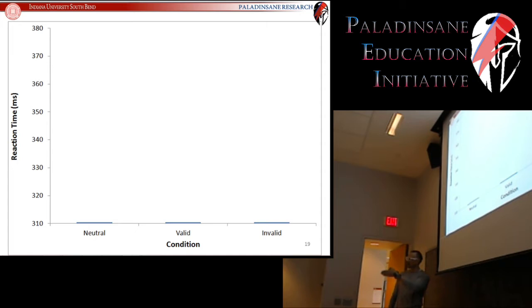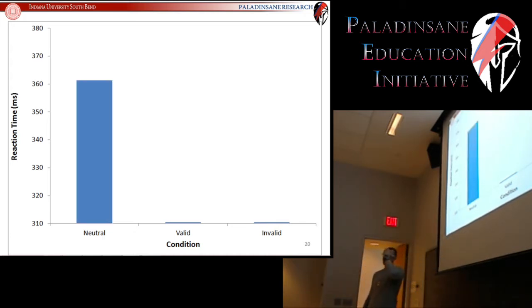So cognition operates at the speed of milliseconds. Small little differences in milliseconds can make huge differences in cognition, which can make huge differences in behavior. So what are we looking at here? In the neutral condition, that's how fast you were at detecting the target. So this is kind of your baseline condition, because in this case, you had no information about where the target is. So about 360 milliseconds, about 1/3 of a second, that's how fast you are, just in general. That's how fast the average person is at just doing this particular task.